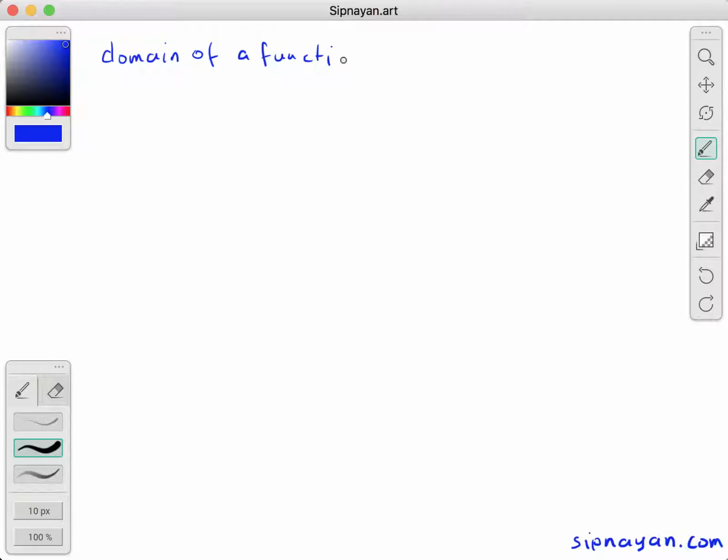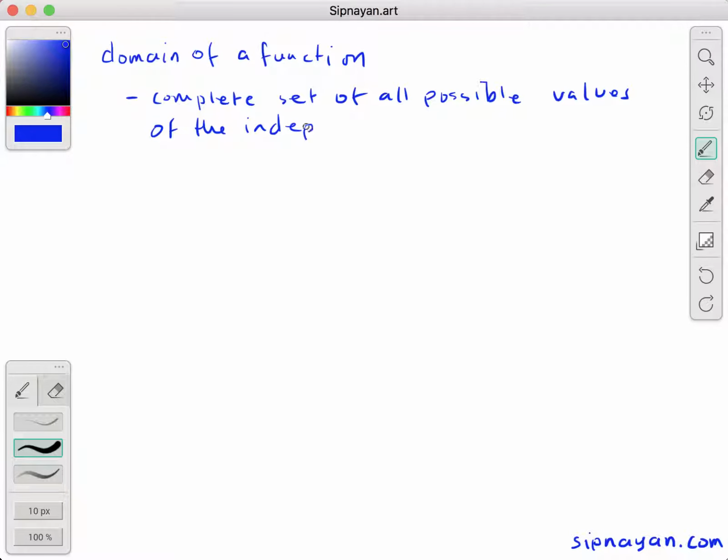Domain of a function is the set, no? The complete set of all possible values of the independent variable, no? Of the independent variable.